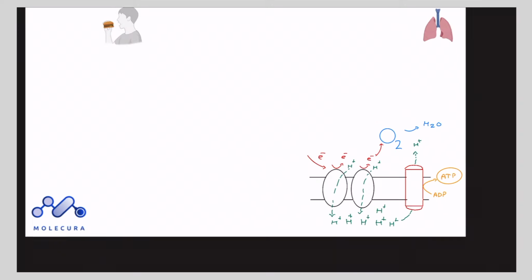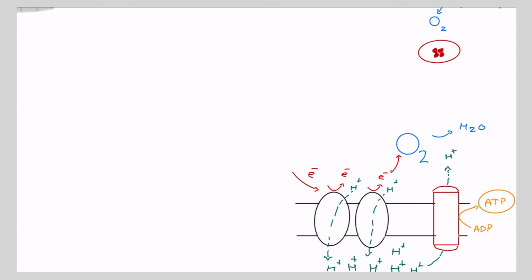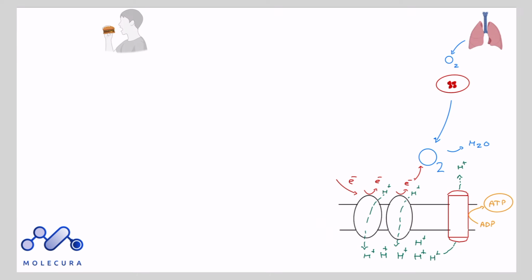Now, where does this oxygen come from? It comes from the lungs. We are breathing in oxygen. Once we are breathing in oxygen, it goes to your blood, to the red blood cell, gets attached to your hemoglobin, and moves from the blood to the tissue, to the cells. So this oxygen is going to end up coming here to participate in the electron transport chain.